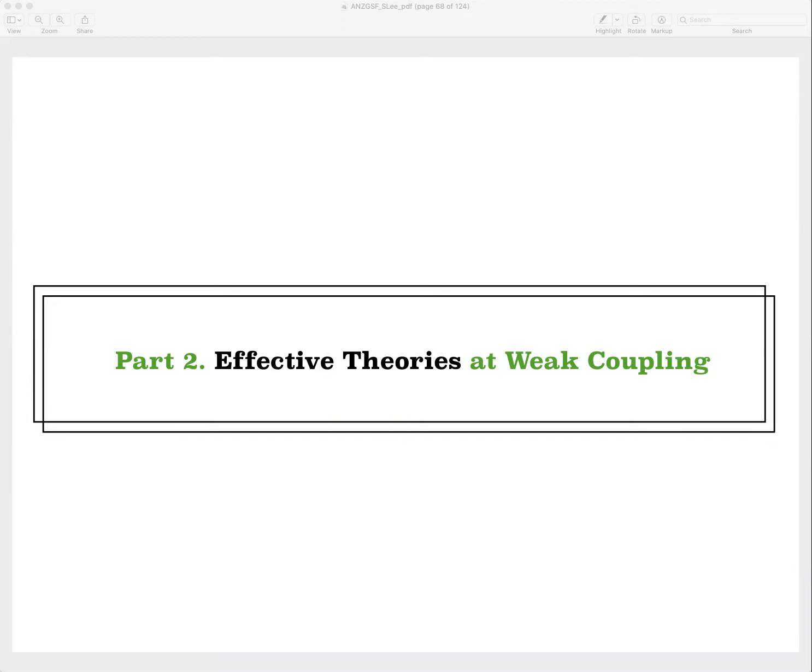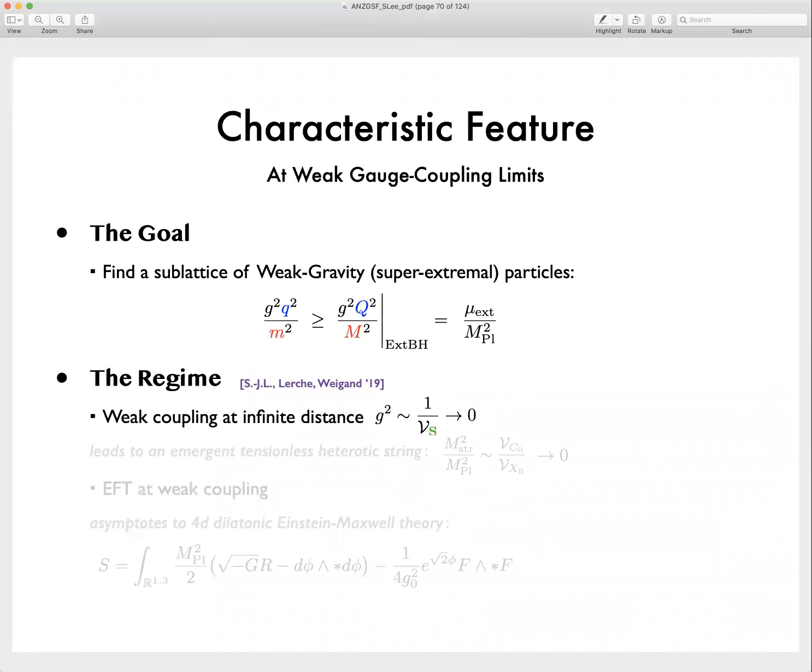Okay, so I'm not sure if I can really discuss all of this, but let's see how much I can do. So once again, the goal here is to find a sublattice amount of weak gravity particles at weak gauge coupling limits. These particles have this defining property that their charge to mass ratio is bigger than the extremal black hole ratio, so we also call them super extremal. If you recall, the gauge coupling is inversely proportional to the volume of the 4-cycle wrapped by the 7-brane.